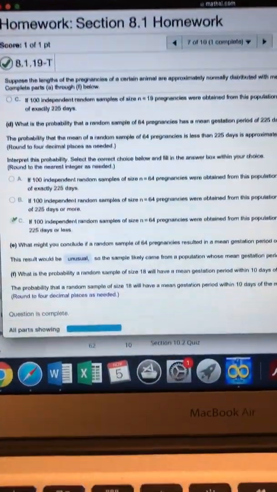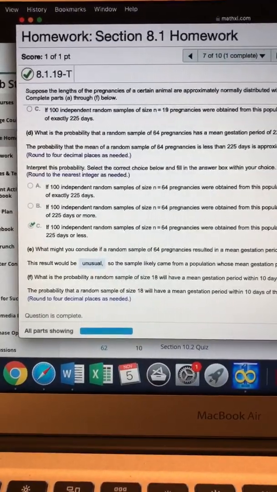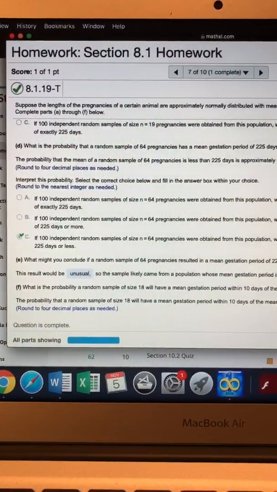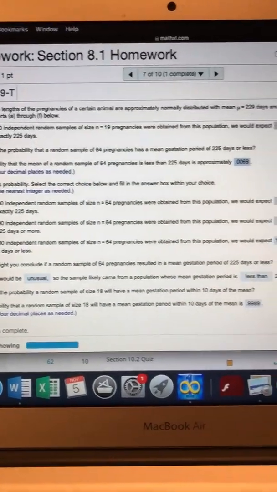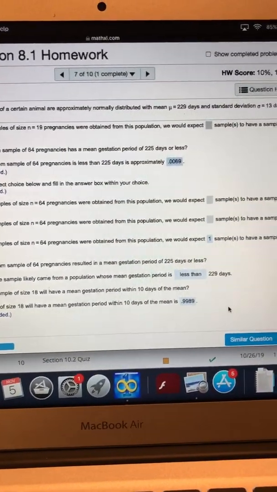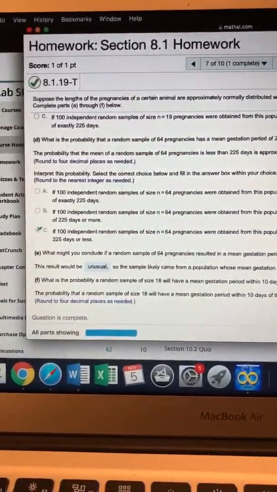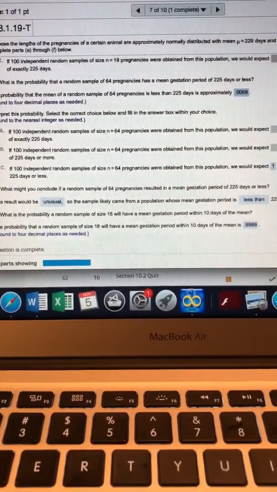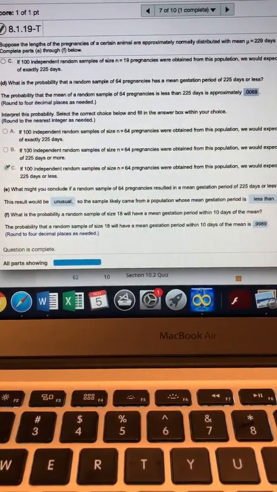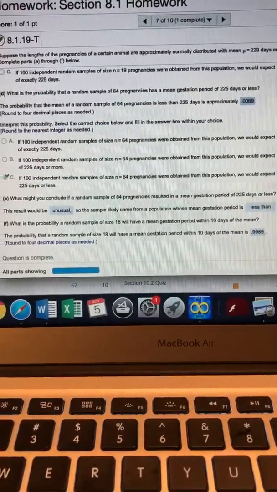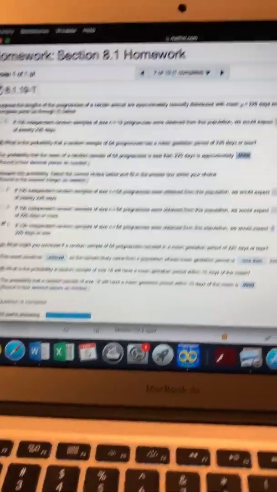Part F for question 7 for homework section 8.1. The problem I got was with a mu of 229 days and a standard deviation of 13 days. And part F wants to know, what is the probability a random sample of size 18 will have a mean gestation period within 10 days of the mean?